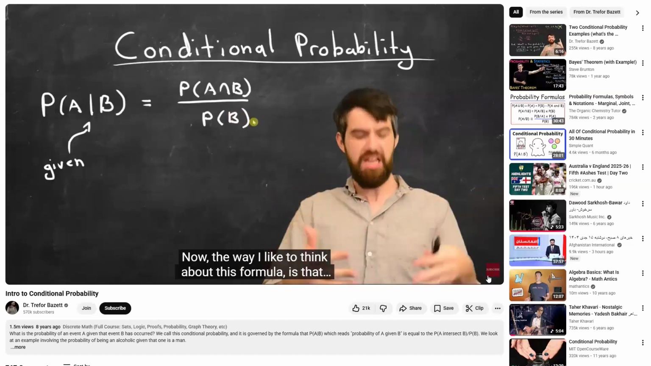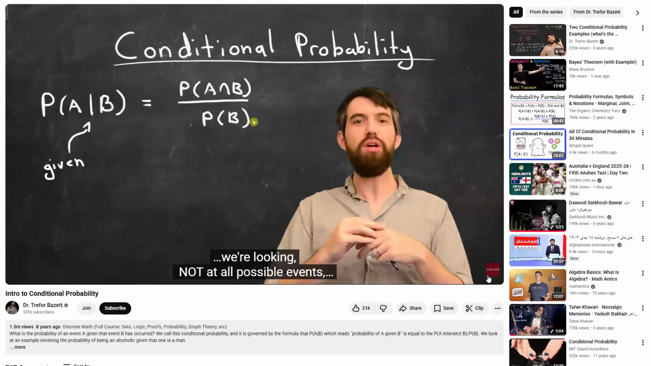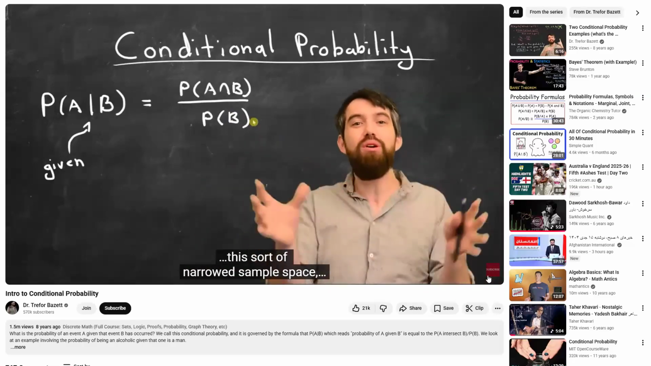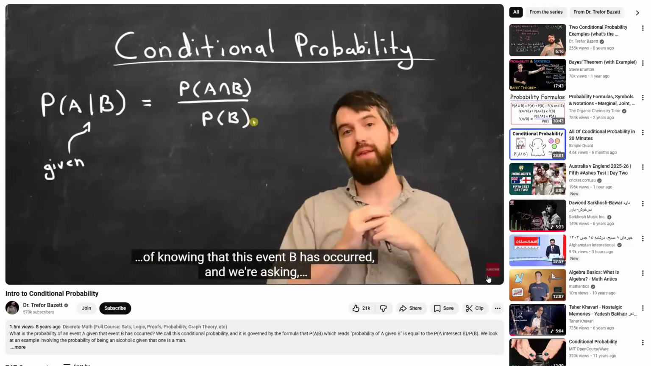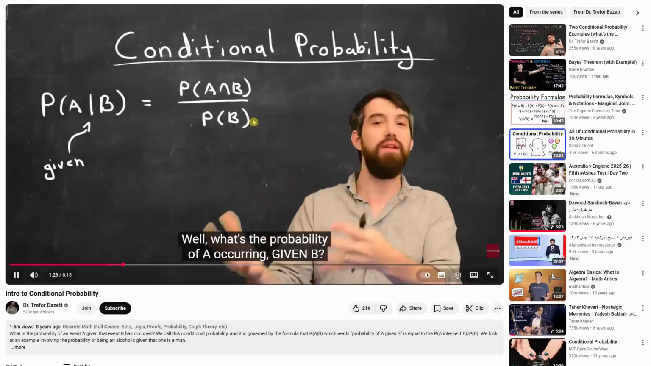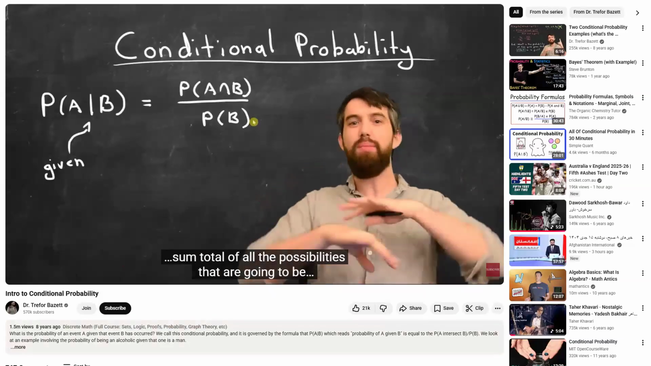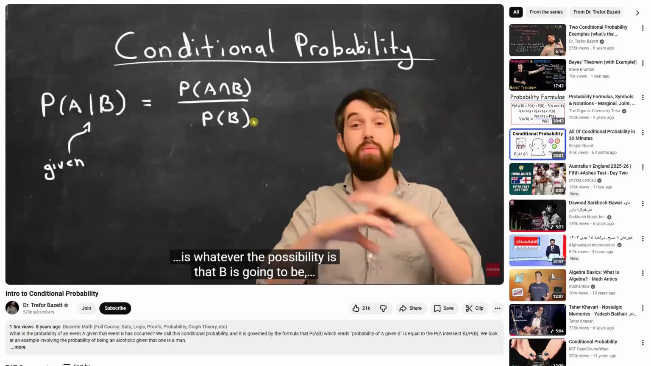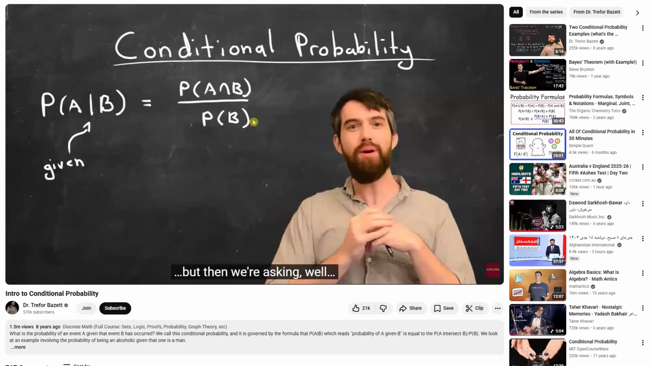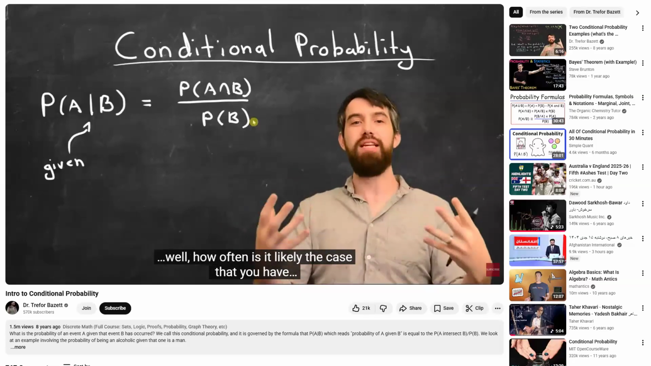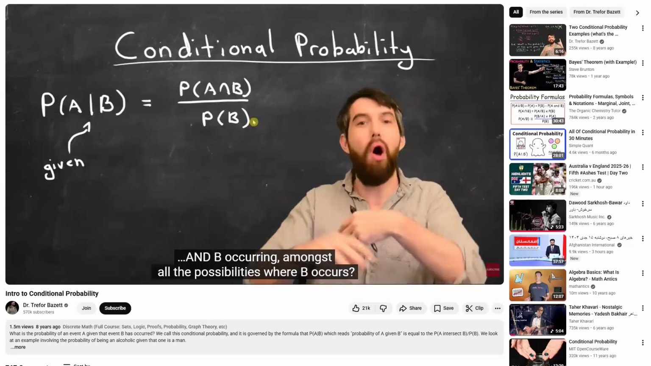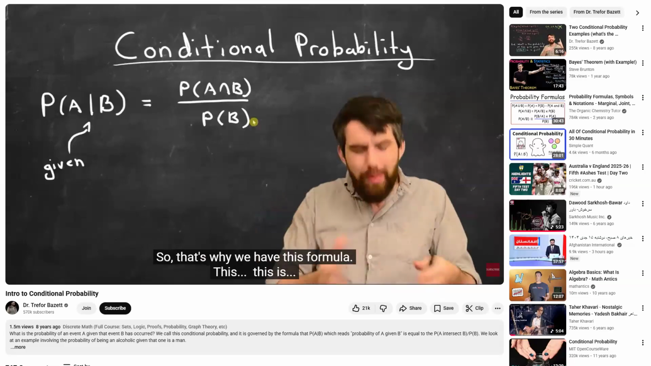Now, the way I like to think about this formula is that we're looking not at all possible events. We're looking at the narrowed sample space of knowing that this event B has occurred. And we're asking, what's the probability of A occurring given B? So the sum total of all the possibilities is going to be whatever the probability of B is, because we know that B has occurred. But then we're asking, how often is it likely that you have A and B occurring amongst all of the possibilities where B occurs? So that's why we have this formula.